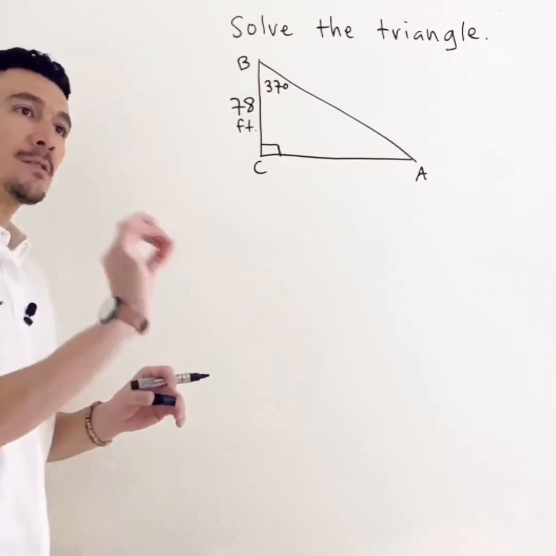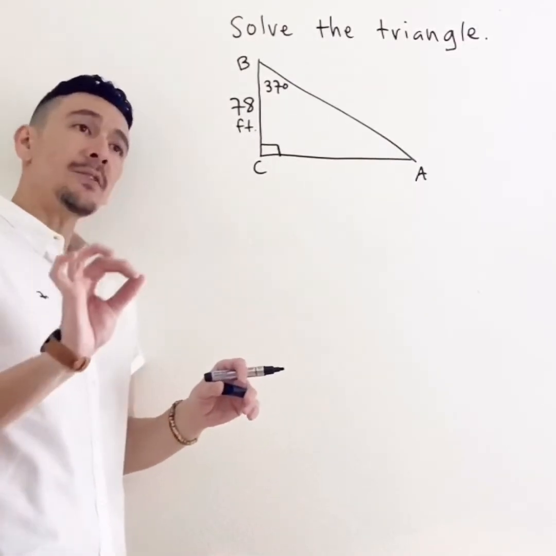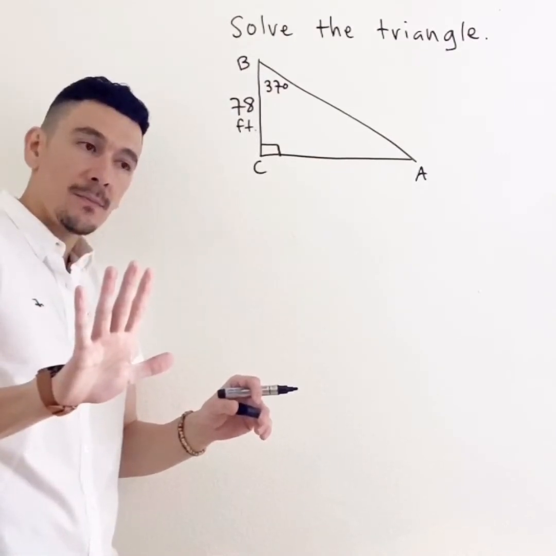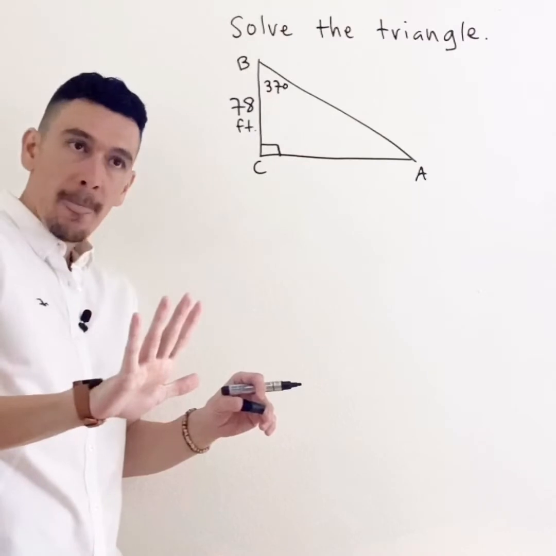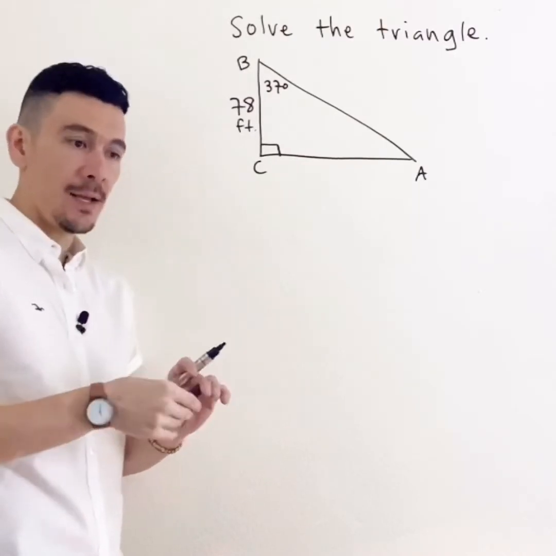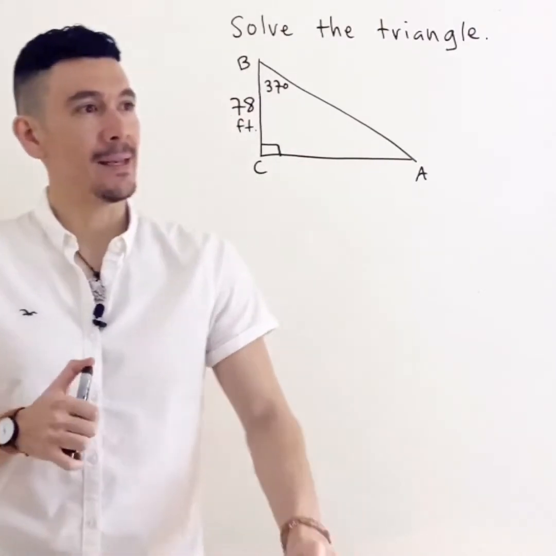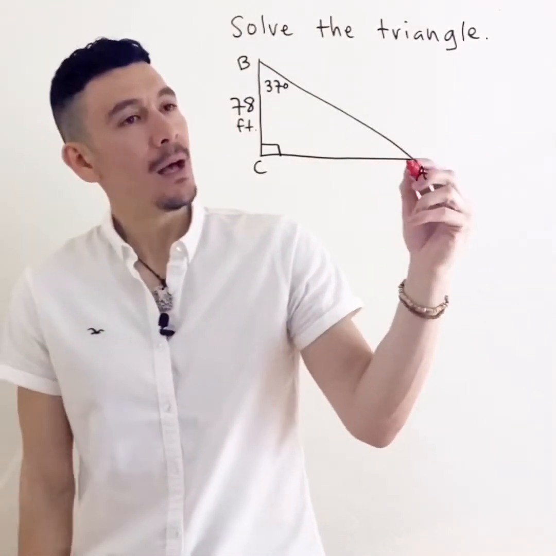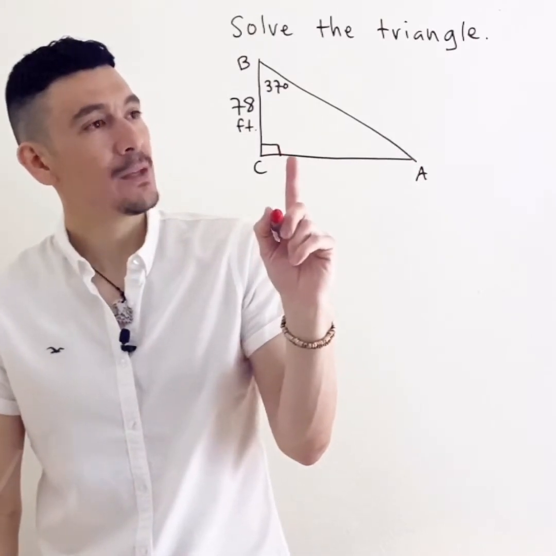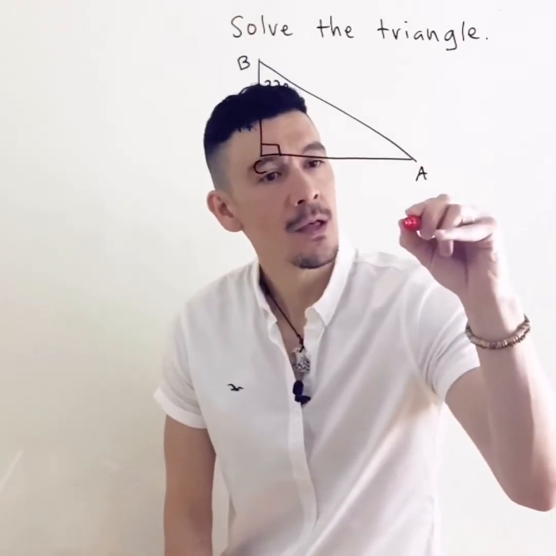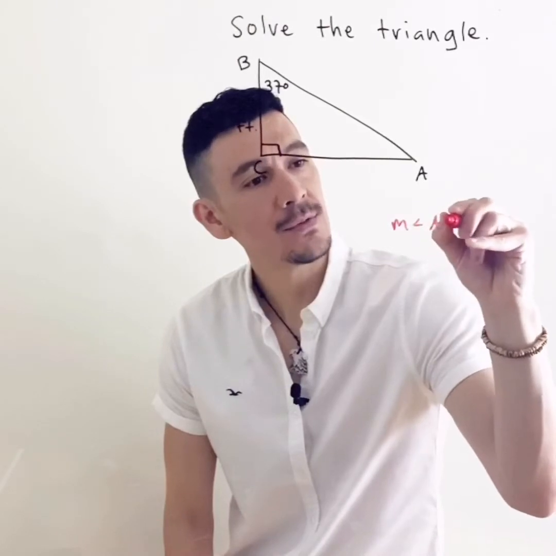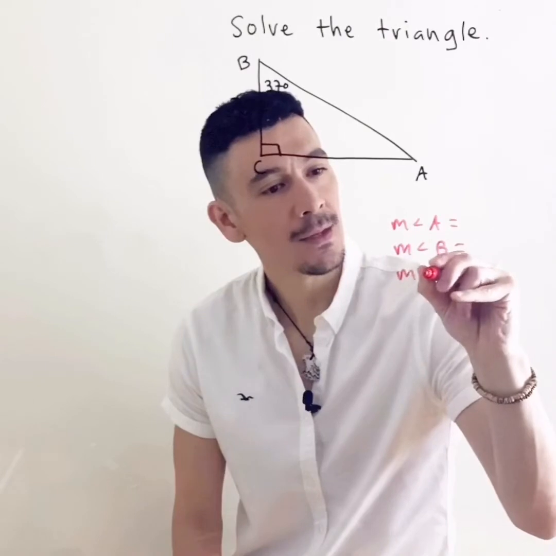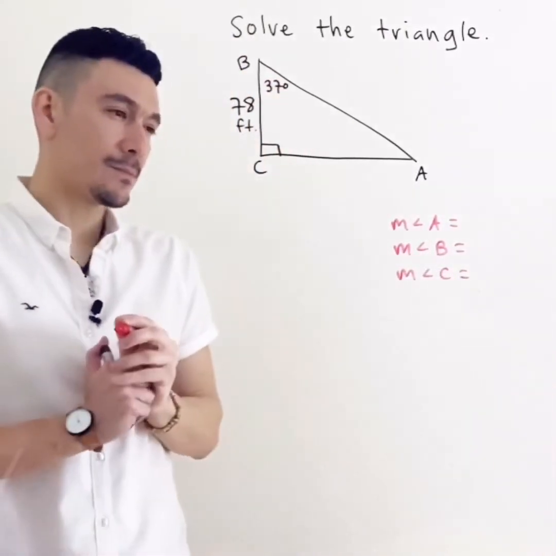So, what does it mean to solve a triangle? To solve a triangle means to tell me all 3 sides and all 3 angles, okay? That's what it means to solve a triangle. So why don't I actually begin like an answer key? So I need to know this. I need to know what the measure of angle A is, and the measure of angle B, and the measure of angle C.